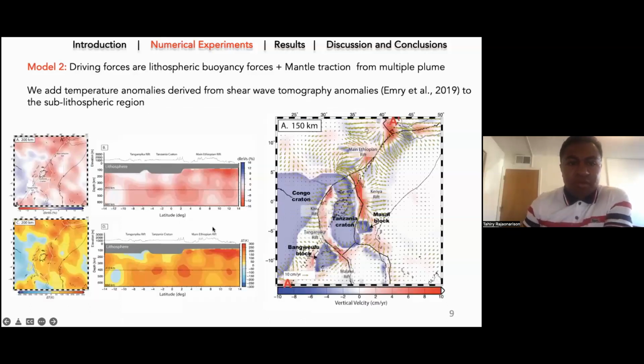In model two, we have converted shear wave tomography from Emry et al. 2019 into temperature anomaly, and it generates density anomaly and generates mantle flow. So we have added beneath the lithosphere a mantle flow, and you can see here the pattern of the mantle flow from the multiple plume model. We have outward mantle flow that is perpendicular to the rift.